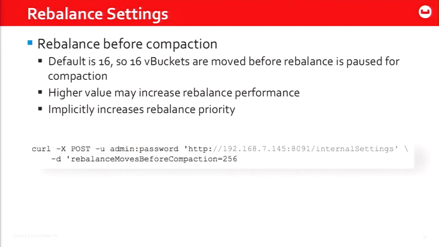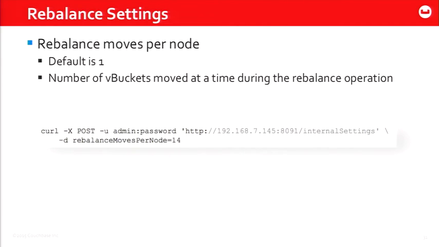Our other settings are rebalance before compaction. It's less related to indexing, and more related to the disk load, which is there usually. But you can specify how many buckets are moved as part of the rebalance before it's paused in order to have some cycles for compaction. So you can play a little bit with the priority between rebalance and compaction at this point.